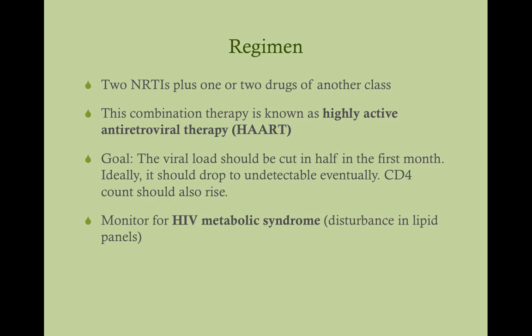The goal is that within a month, when you check the patient again, their viral load count should be cut in half. Ideally, with time, after several months, their viral load count should become undetectable. And then, of course, the CD4 count should rise as the viral load count goes down. You want to monitor these patients for HIV metabolic syndrome. One of the problems that can come from antiretroviral therapy is HIV metabolic syndrome, and all that is a disturbance in their lipid panels. So you're going to be getting lipid panels on these patients with HIV regularly.